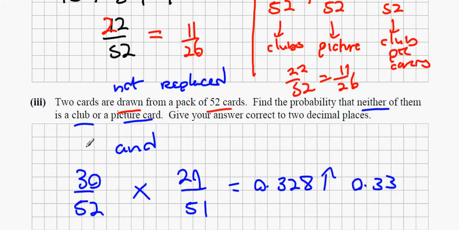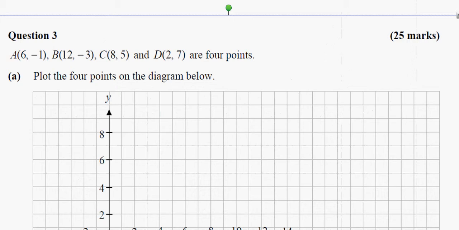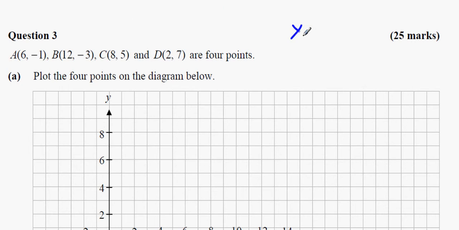Okay. Next one. Plot the 4 points on the diagram below. Please remember that x-axis means how much left or right the point is.